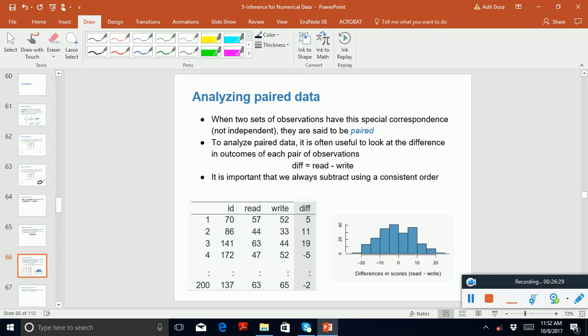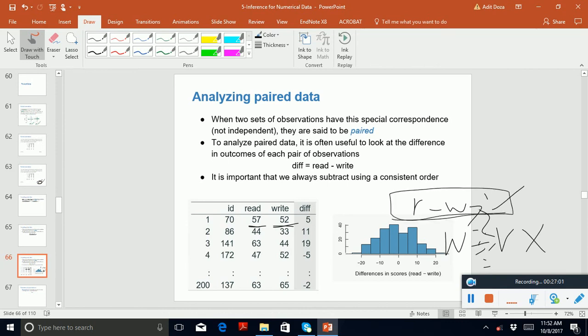It is important that we always subtract using a consistent order. What they mean by a consistent order is that when you're finding the difference, it should always be reading minus writing. You do it for the first observation, and then you can't say that for the second observation I'll find the difference as writing minus reading. It has to be consistent. You can't do reading minus writing for the first 10 observations and writing minus reading for the next 10. This is not consistent. You have to follow a consistent order, or else we can't analyze it properly. So don't make this mistake.